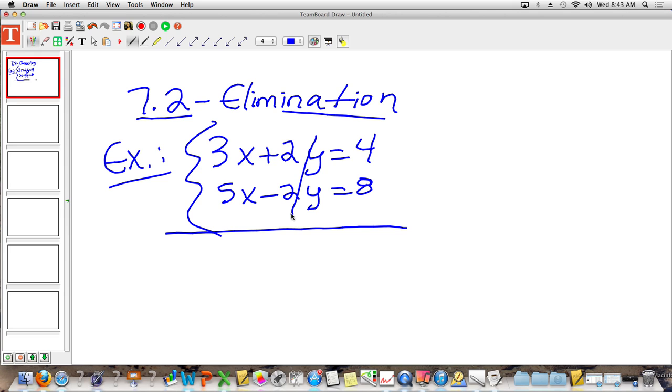Now be careful, because some of you will jump into this later and see a 2y here and a 2y here and say, oh, they cancel out. They only cancel out if one of them is positive and one of them is negative, okay? So we have 3 x's and we have 5 x's. That gives you a total of 8 x's. The y's are bye-bye. Equals 4 and 8 together give us 12.